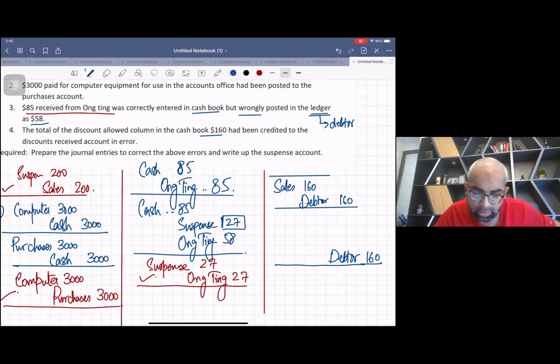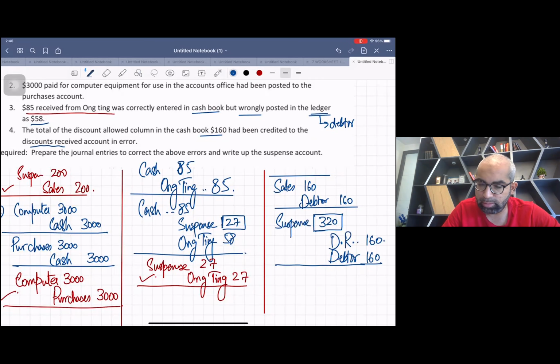Okay, now read the mistake. The total of the discount allowed column in the cash book 160 had been credited to the discount received account. Instead of debiting, we credited the discount received account 160. So we did credit and credit, nothing debit. The two sides are not the same, and when the two sides are not the same, definitely a suspense account will come. So here we'll open a suspense account to balance this entry.